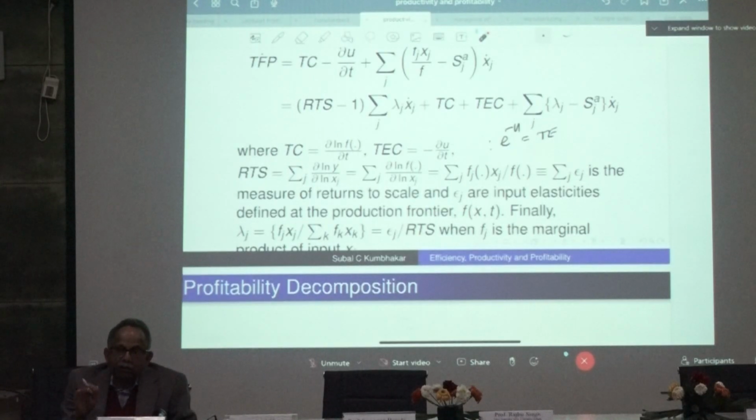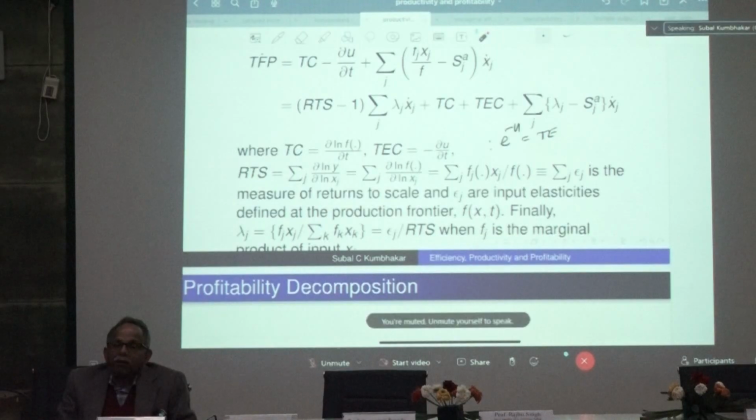Now I told you that this is a physical measure, because we are looking at TFP dot, which is y over x dot. What is happening to productivity over time? It is not telling you anything about profit. So this is also a kind of tricky question.